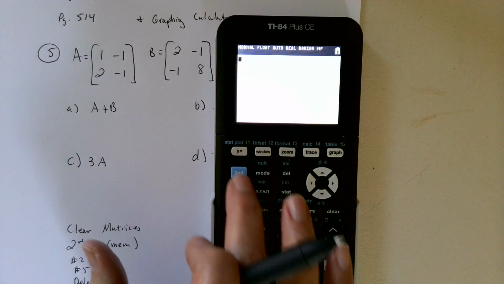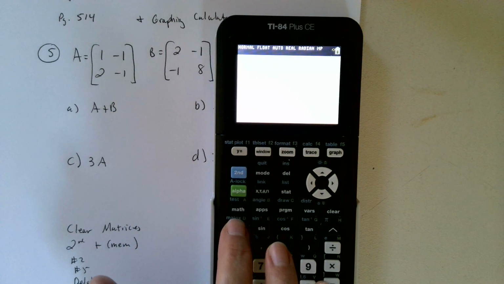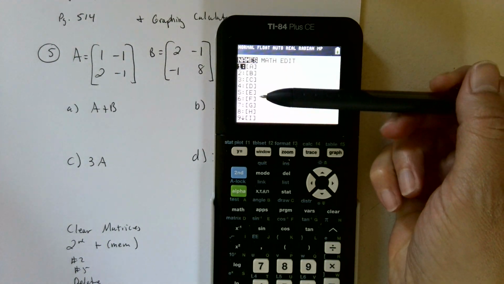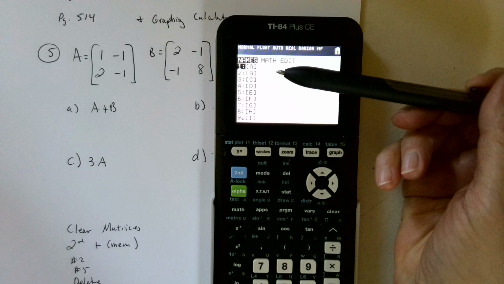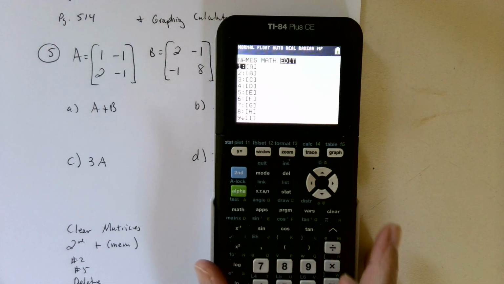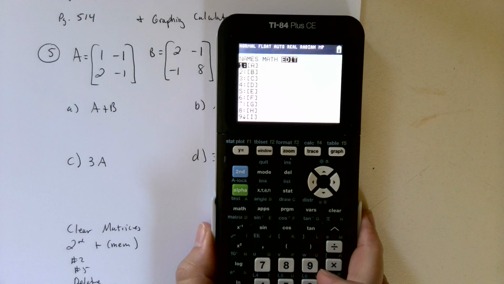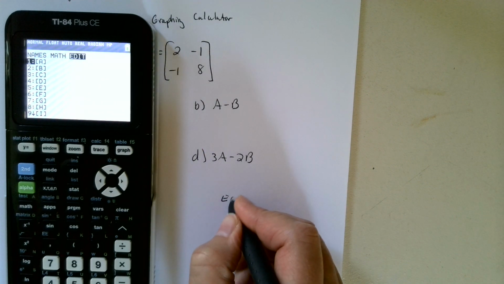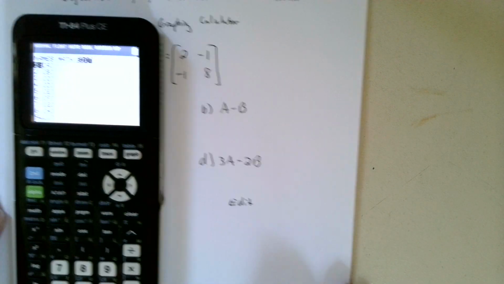All right, so I'm going to go back to second matrix. And you can store all kinds of matrices in here. But we're just going to use A and B. And so our first step is to arrow over to edit. And so if you are going to put in matrices, you want to go to the edit feature. Let me scoot this over.